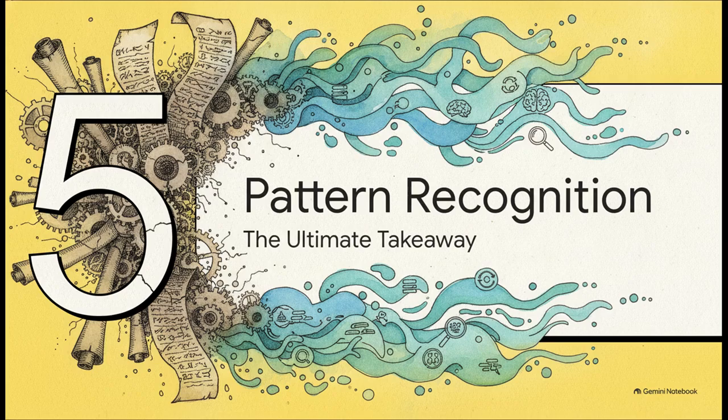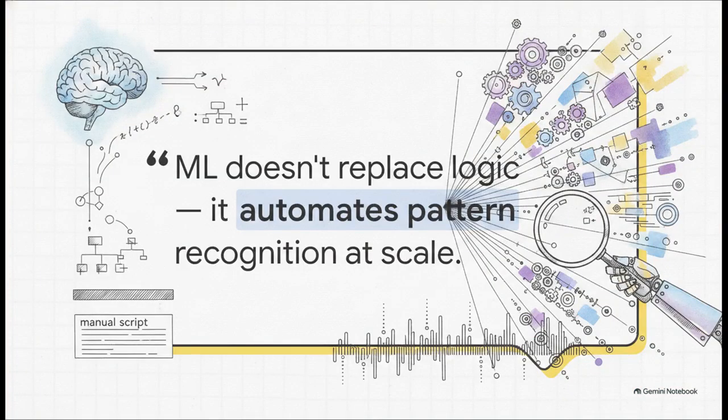Finally, let's look at Section 5, Automating Pattern Recognition, the ultimate takeaway. We've covered a ton of vital ground today, comparing explicit scripts to supervised, unsupervised, and reinforcement learning. But there's this massive fear floating around the industry that machine learning is going to render human IT professionals obsolete. Well, Chapter 2 of this tutorial firmly puts that to rest with a critical takeaway. ML doesn't replace logic. It automates pattern recognition at scale.